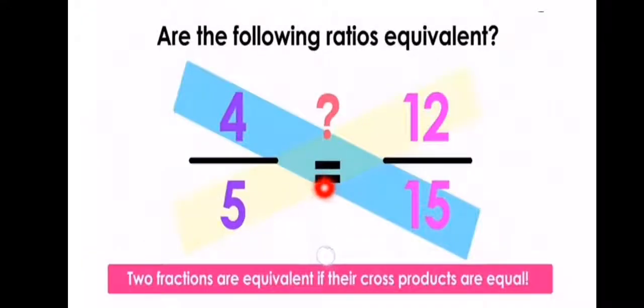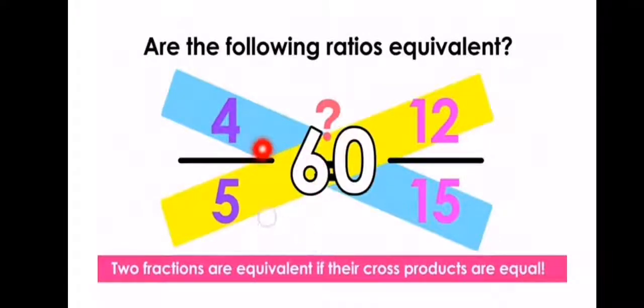It means I should multiply 4 times 15 and multiply 12 times 5 and see if both answers are equal. If so, the two ratios are equal. If both answers are not equal, then my two ratios are not equal. Let's see. If you multiply 4 times 15, you will get 60. Also, if I multiply 5 times 12, I will get 60. It means this ratio and this ratio are the same. They are equal. Why? They have the same value.